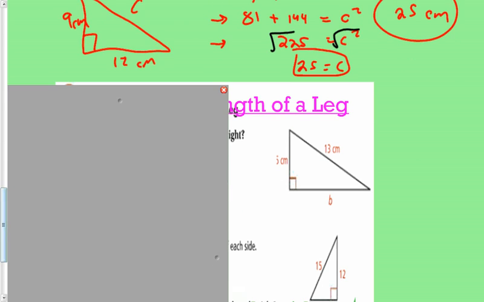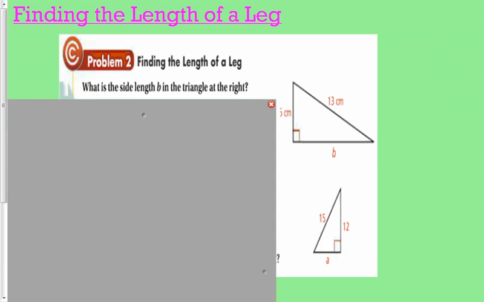All right, now sometimes you may be asked to find the length of a leg of a right triangle. So if we look at our triangle to the right, and ignore the bottom one, we're just going to do the top one right now. It says, what is the side length B in the right triangle? So now we have a leg and the hypotenuse, and we're trying to find another leg, which is B.